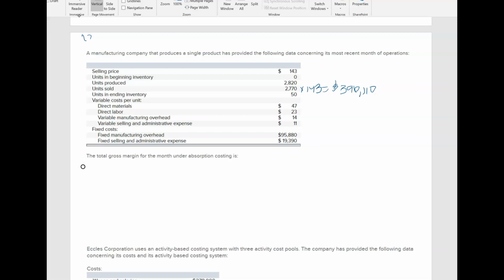Then we have to figure out our fixed overhead just like we did before. How many were produced is 2,820. Take the fixed manufacturing overhead and divide it by how many were produced, and we get a per unit for fixed overhead.